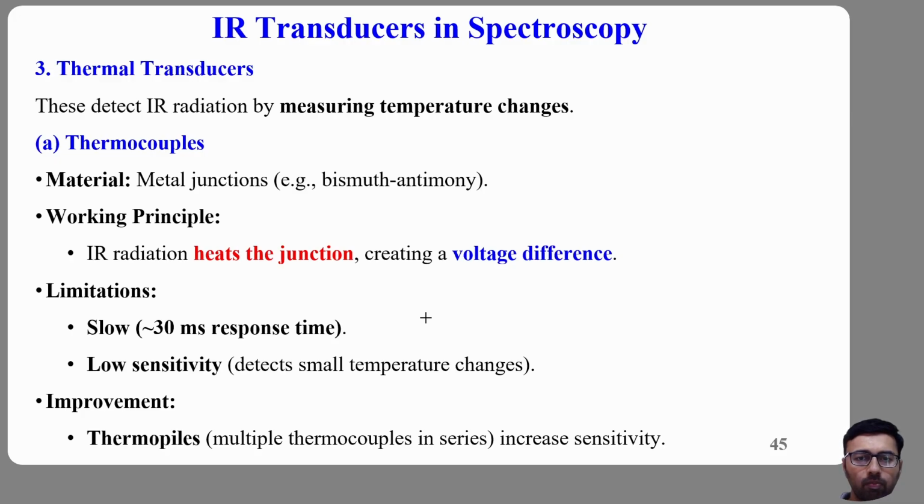Thermocouples are cheap, simple, and robust, but they are also slow and relatively insensitive. Typical response times are around 30 milliseconds, which is far too slow for many modern FTIR applications. To improve sensitivity, multiple thermocouples are connected together. This arrangement is called a thermopile. The voltages add together, producing a stronger signal.